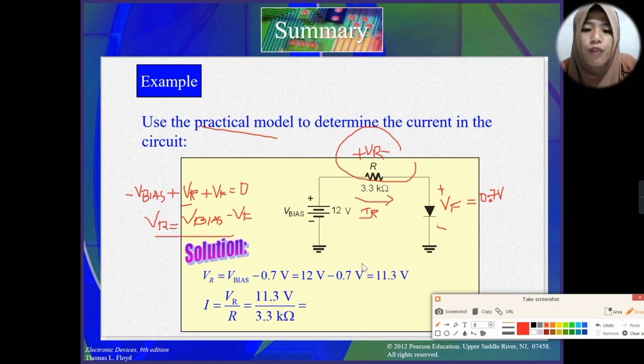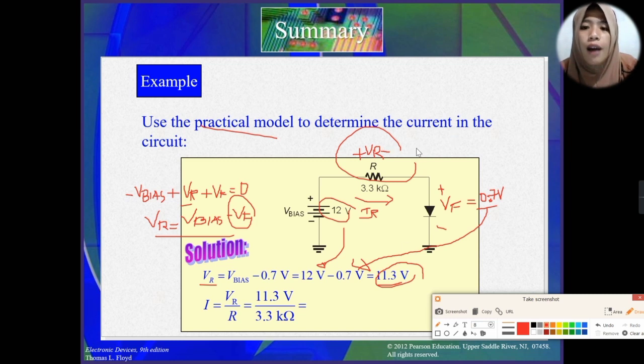Where our V sub bias is 12 volt. Yung V sub F naman natin is 0.7 volt. So, 12 minus 0.7 volt is equals to 11.3 volt. Kaya, ang VR natin is equals to 11.3 volt.